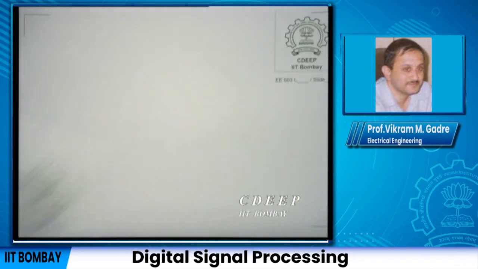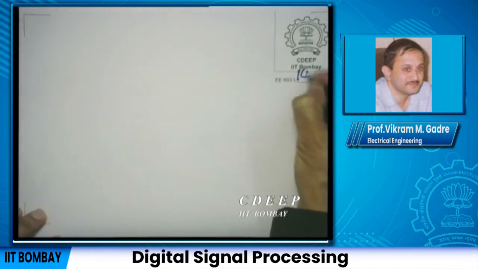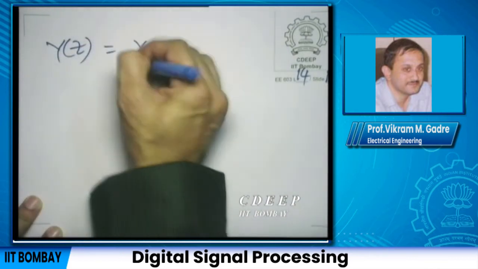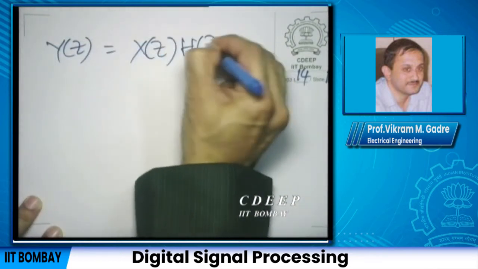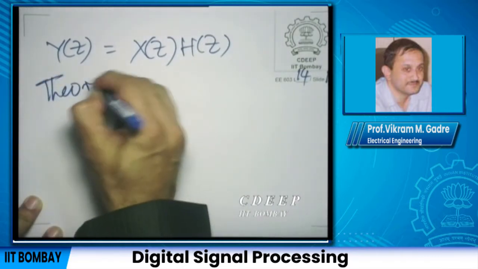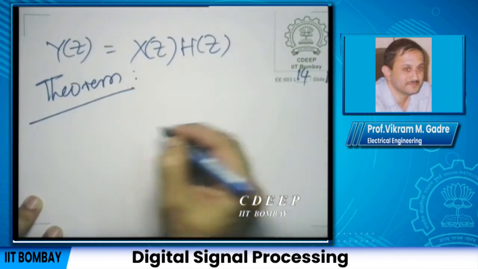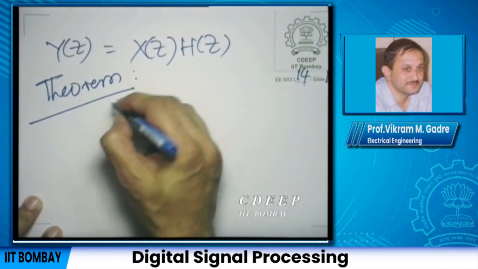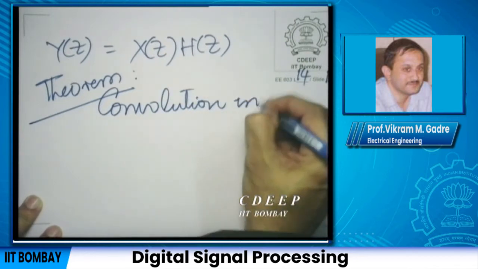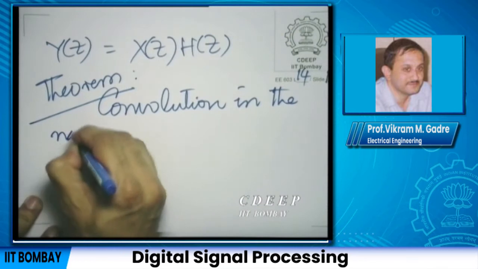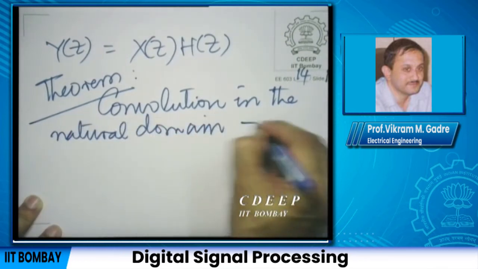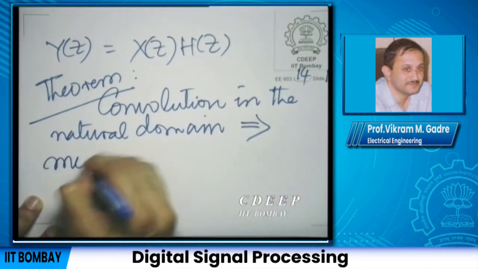That is very interesting. So, y z is clearly x z h z. So, in other words, this is a very important theorem. It says that convolution in the natural domain leads to multiplication in the z domain.